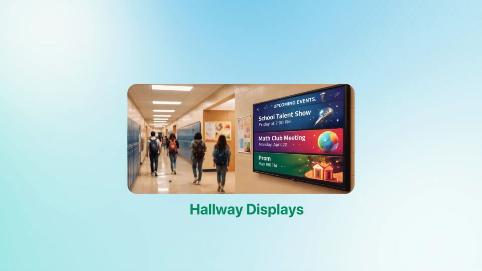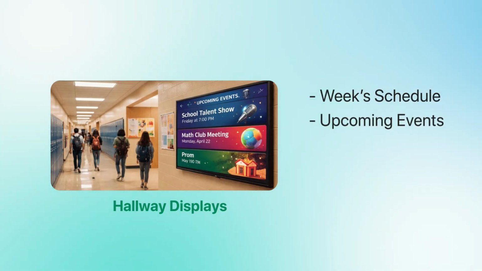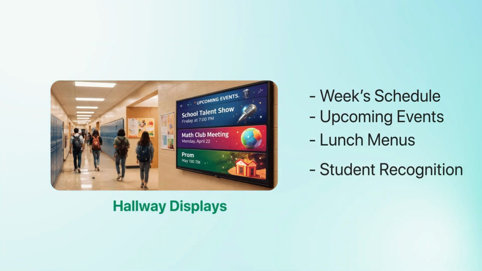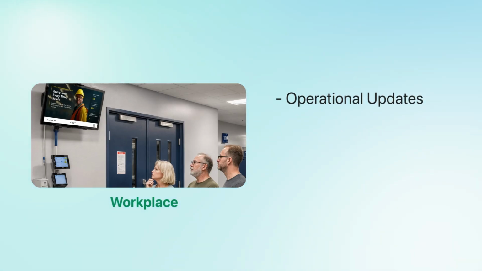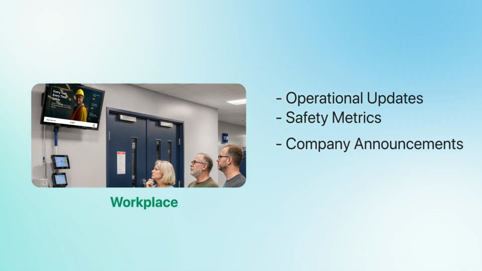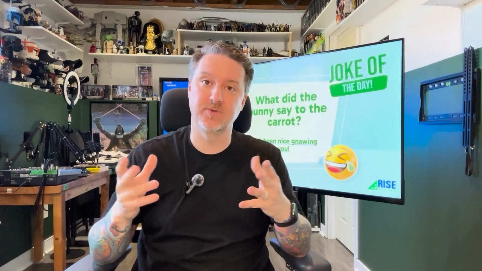Now, the most common starting point is replacing all the emails and printed announcements that people ignore with content that actually reaches them. For schools, this looks like hallway displays showing this week's schedule, upcoming events, lunch menus, and student recognition. In a workplace, it's employee-facing screens with operational updates, safety metrics, and company announcements pushed to break rooms, lobbies, or the manufacturing floor.